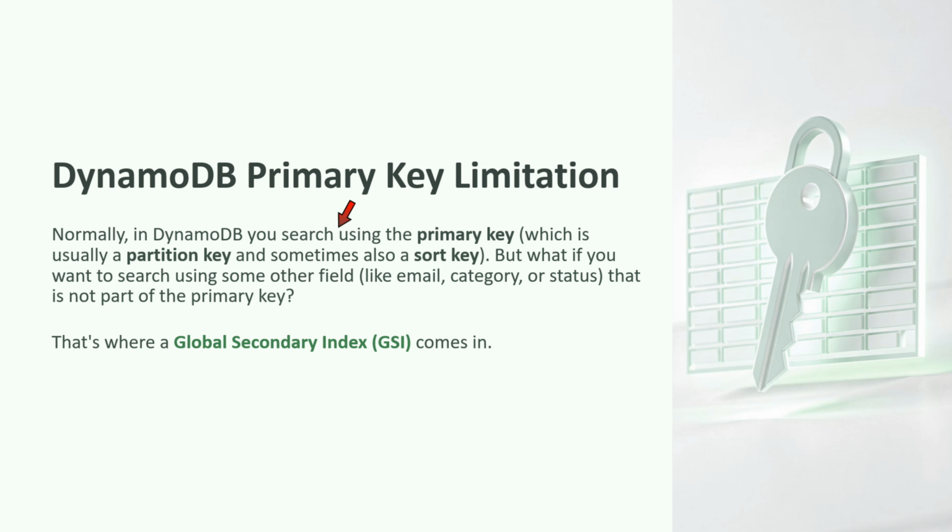Now we will see the limitation of the DynamoDB primary key. Normally in DynamoDB, you search using the primary key, which is usually a partition key and sometimes also a sort key. But what if you want to search using some other field, like email, category or status? That is not part of the primary key. That is where Global Secondary Index comes in.